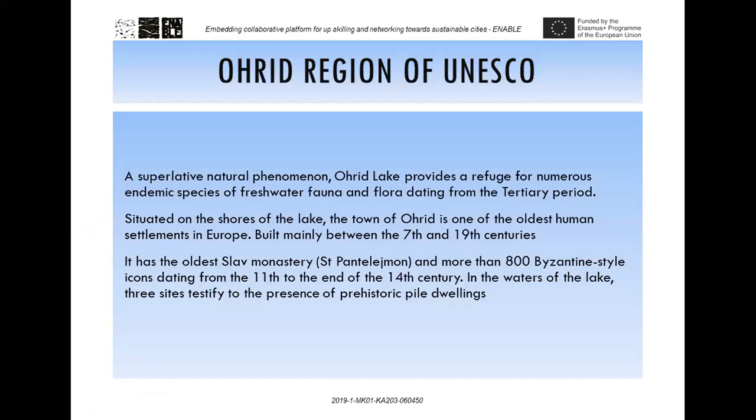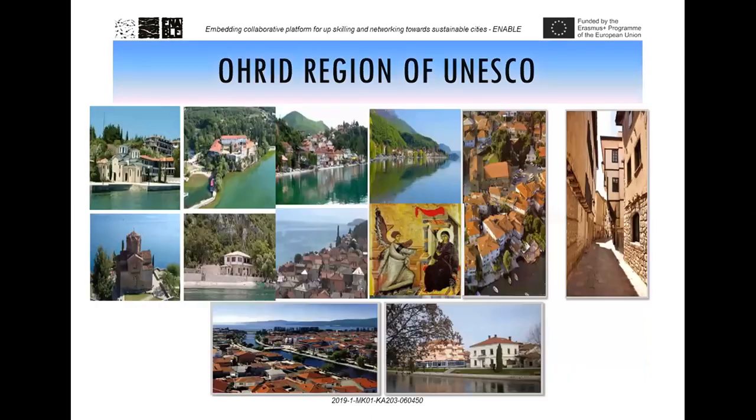Okay, so Ohrid UNESCO region is a natural and cultural phenomenon. It is composed of Ohrid Lake, which provides a refuge for numerous endemic species of freshwater fauna and flora dating from the Tertiary period. Also, here are the pictures of the Ohrid region and Ohrid city.